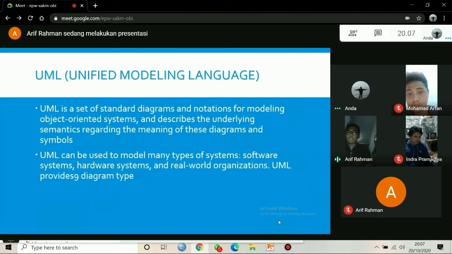UML, Unified Modeling Language. UML is a set of standard diagrams and notations for modeling object-oriented systems and describing the underlying semantics regarding the meaning of the diagrams and symbols. UML can be used to model many types of systems: software systems, hardware systems, and real-world organizations. UML provides several diagram types.